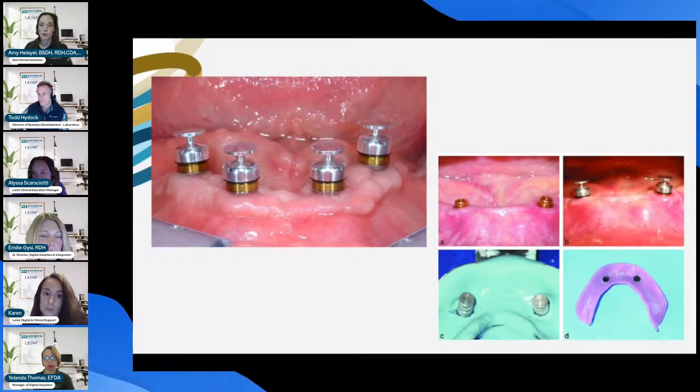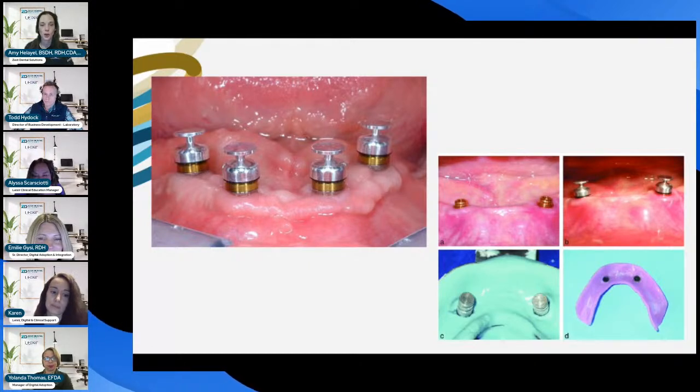What we're going to start with is a review of what we talked about in our last webinar, the analog workflow. I'll come right out of the gate with some great pictures of our analog workflow for locator overdenture and locator fixed. On top of these gold locator abutments, which we discussed last time and in the previous webinar, we have our impression copings. These are our digital caps or our analog caps that snap on to the locator abutments.